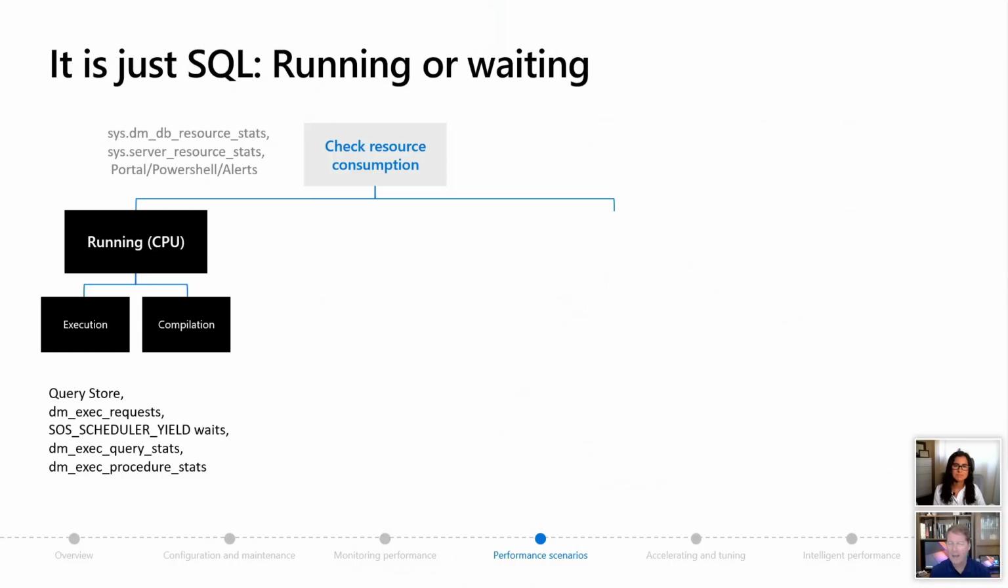Well, how do you figure that out? If you are running and you've looked at these resource usage, you would then dive into these kinds of resources and tools, which we talked about: Query Store, looking at certain DMVs. And an interesting scenario is that an actual wait could show up as a running problem called SOS scheduler yield. We'll look at that in our demonstration. So that's the running scenario.